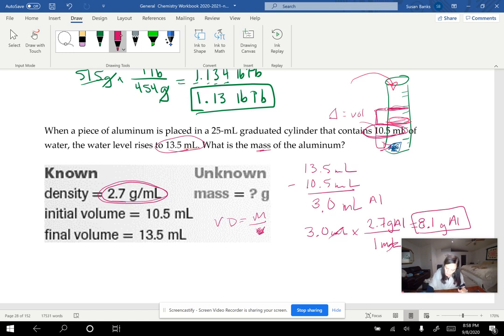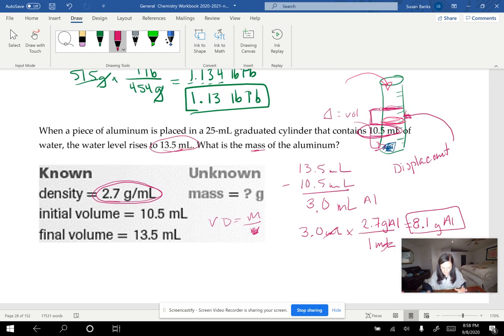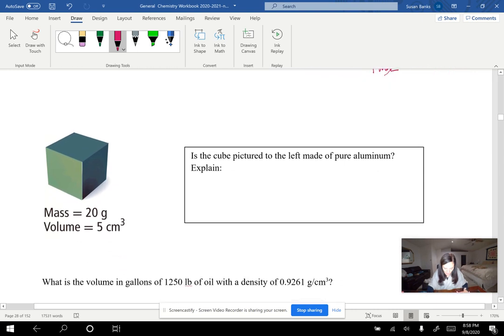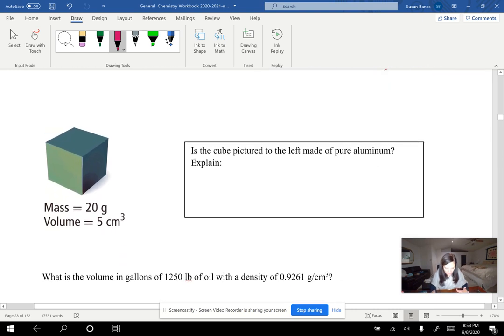So this is what we call a displacement, because I displaced the water to get the volume of that piece of aluminum. Okay? All right. Let's look at this.